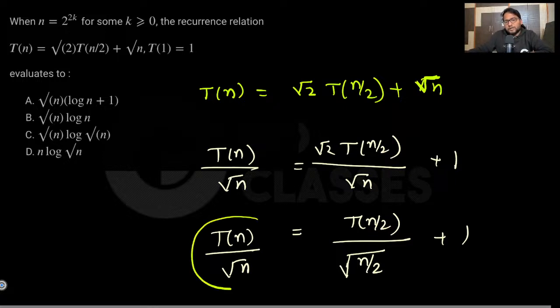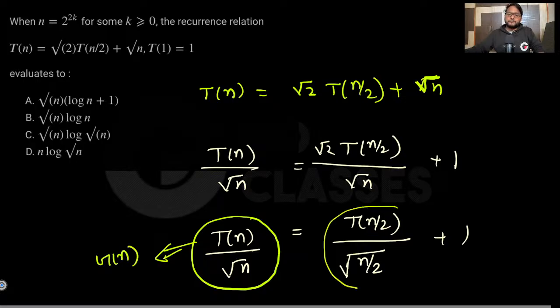Okay. Now let's just do one thing. Maybe you can assume this to be some quantity, maybe some Gn or something, right? If this is Gn, then can you tell me what this number is? What is going to be this number? This is going to be G of n by 2. So we have got Gn equal to G of n by 2 plus 1, isn't it?